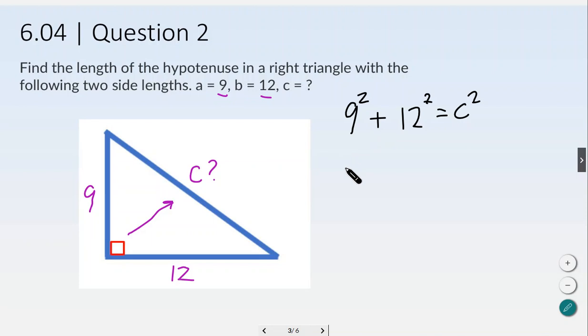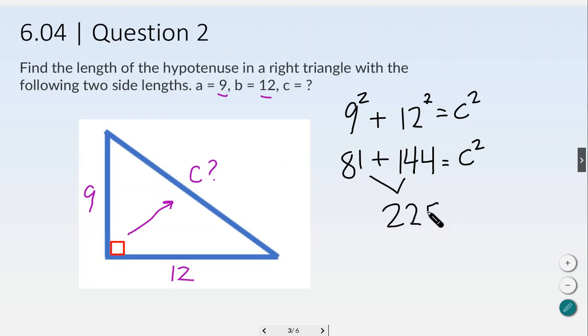So 9 squared, that's 9 times 9 is 81, plus 12 times 12 is 144, and then equals C squared. Again, that's the missing part. That's what we don't know at this point. Okay, so 81 plus 144, if we add those together, that should give me 225 equals C squared. Now again, if you look at this, your answer is not going to be 225.